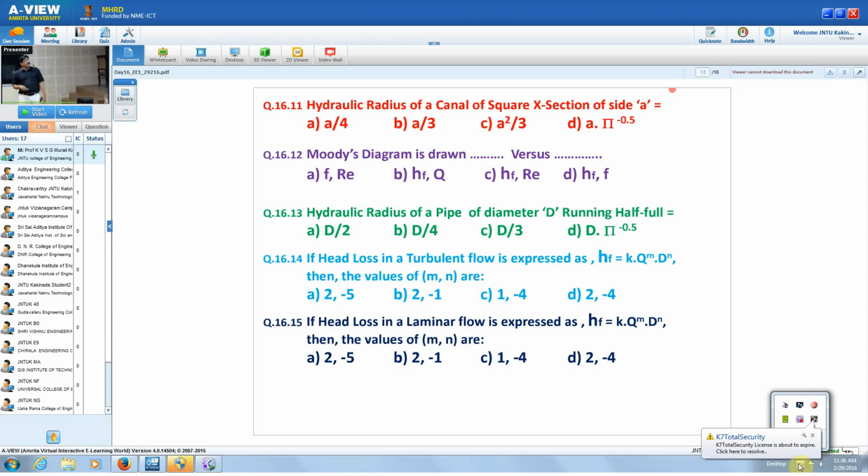Moody's diagram is drawn dash versus dash. Hydraulic radius of a pipe of diameter D running half full is dash. If head loss in a turbulent flow is expressed as H is equal to K Q to the power of M D to the power of N, then values of M and N. Same question is repeated in 16.15.